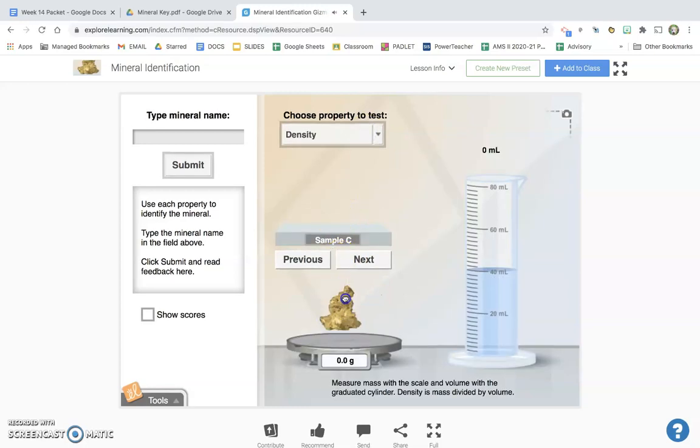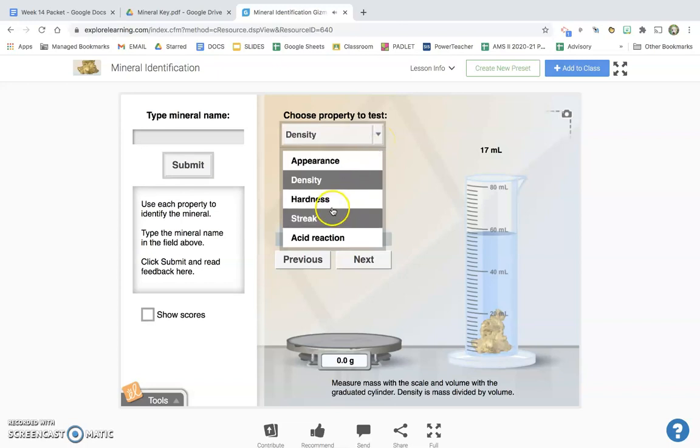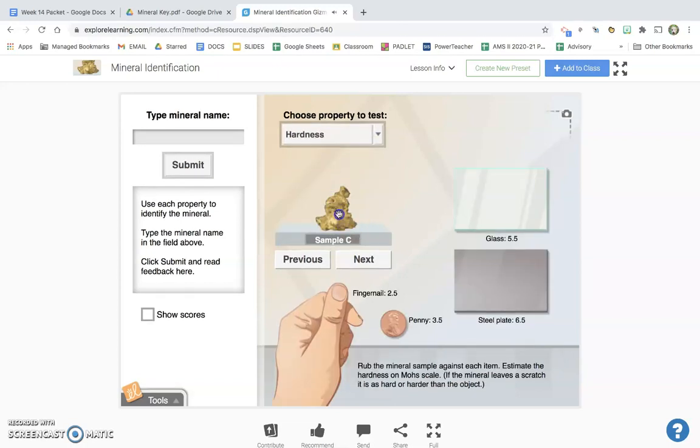Density. The mass is 328.1 grams. You're going to divide that by the volume, which is 17. Then you're going to go to the hardness.